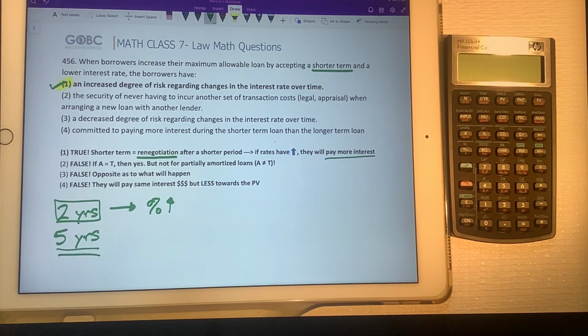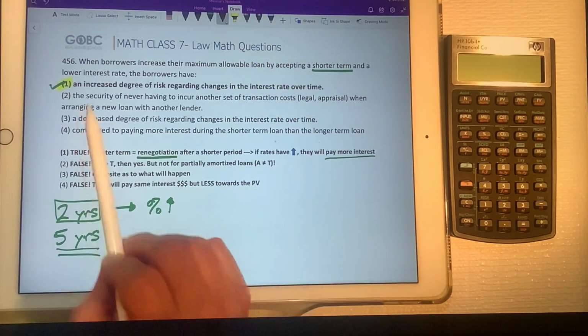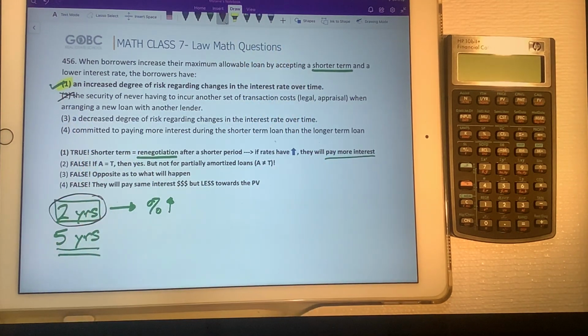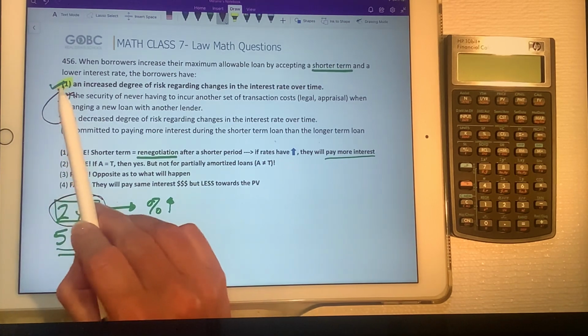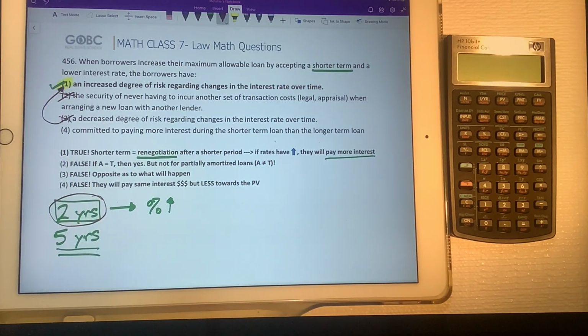Okay, so number 2 says the security of never having to incur another set of transaction costs. That's not true. You're going to probably need to pay those at the end of the 2 years and at the end of every term length that you have. Number 3: a decreased degree of risk regarding changes in the interest rate over time. So you see that this is the opposite of answer number 1. So it's incorrect, right? It's an increase in risk for that interest rate to possibly have changed.